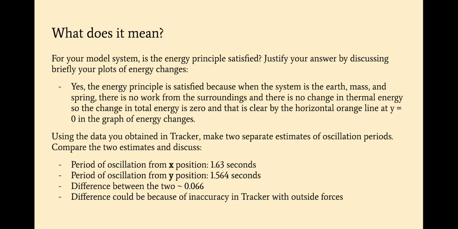Using the data you obtained in Tracker, make two separate estimates of oscillation periods. So the period of oscillation from the x position is 1.63 seconds, and from the y position calculated is 1.564 seconds. The difference between the two is about 0.066 seconds, and the difference could be, once again, because of the inaccuracy in Tracker with outside forces. Thank you.